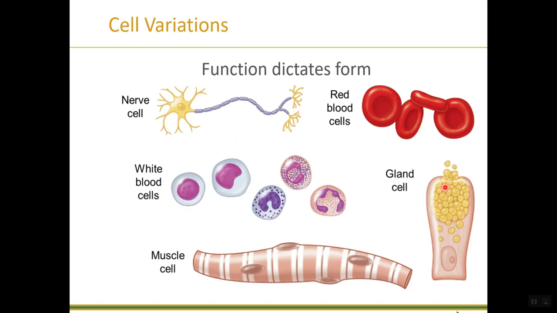You have glands, which secrete hormones and other things like enzymes and sweat. And then white blood cells, which are used to help fight infection and protect the body from foreign invaders.